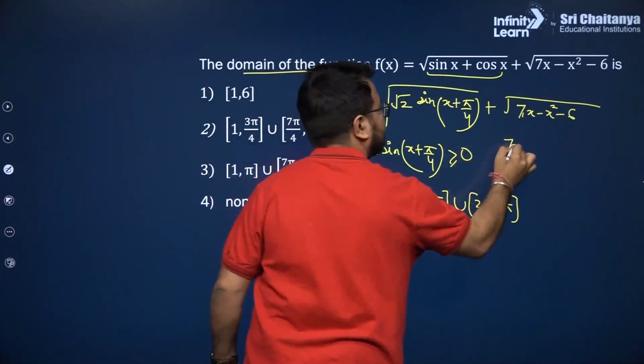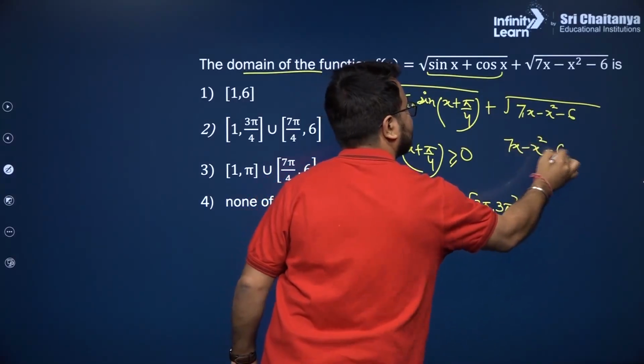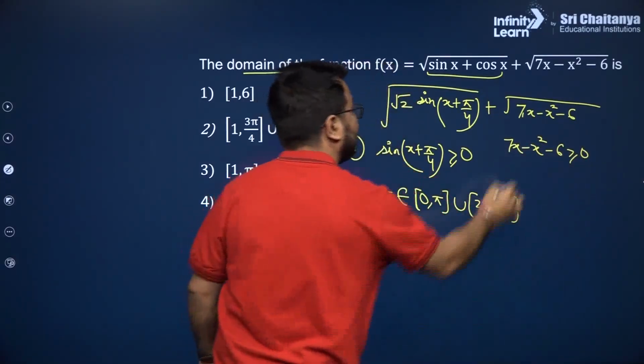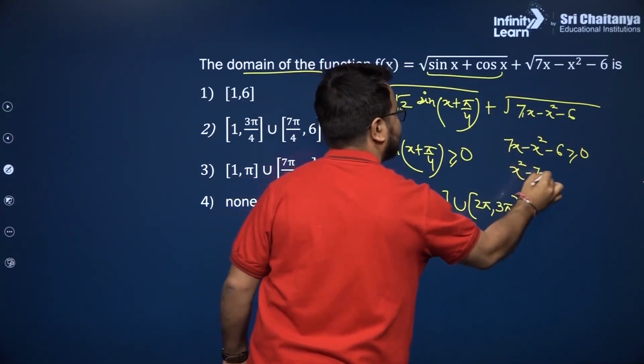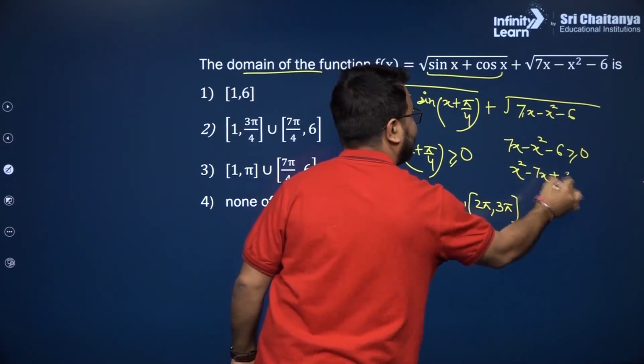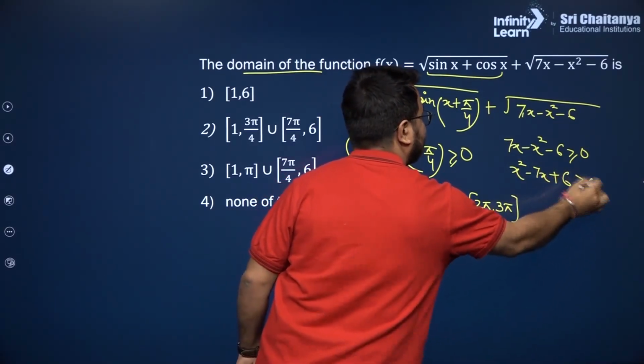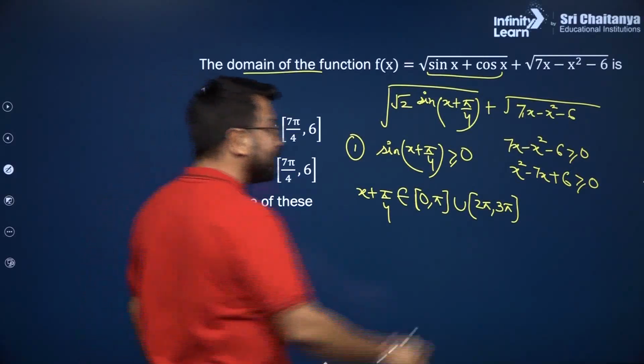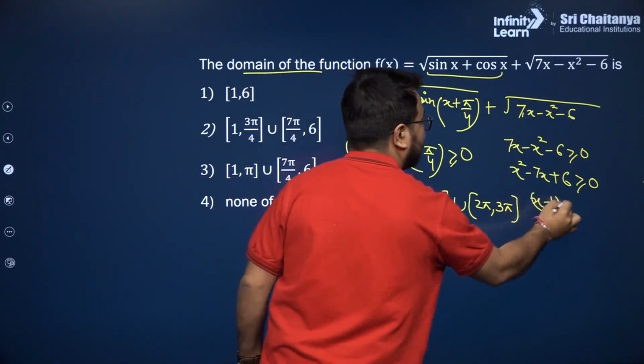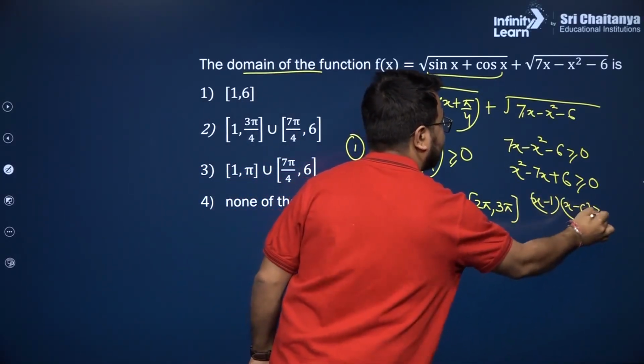So 7x minus x square minus 6 is greater than or equal to 0. So I'll be writing here x square minus 7x plus 6, and it will be less than or equal to 0. Can I factorize it very easily? (x minus 1)(x minus 6) less than or equal to 0.